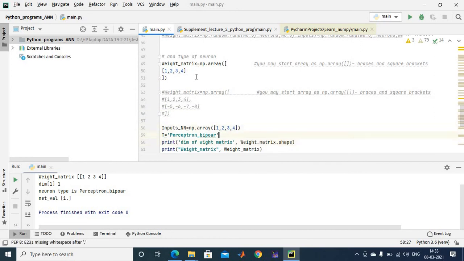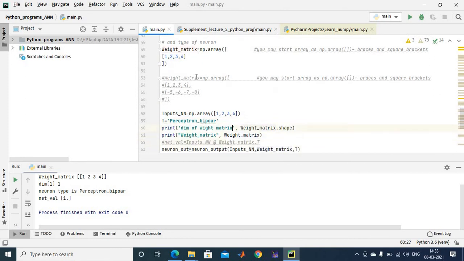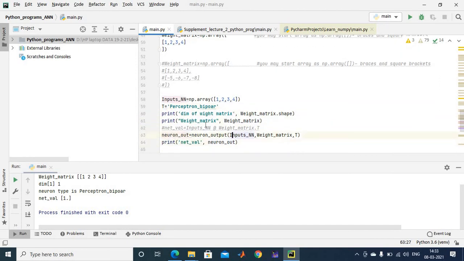Secondly, we decide the type of neurons. Here for now we have taken a bipolar perceptron. What I am trying to do here is write a function for which you give the inputs, input nn, which you just saw, the weight matrix, and the type of neuron. From the weight matrix, the dimension will give you the number of neurons, from the input you know the actual values on the inputs, and t is the type of neuron. Accordingly, it will give you the output.